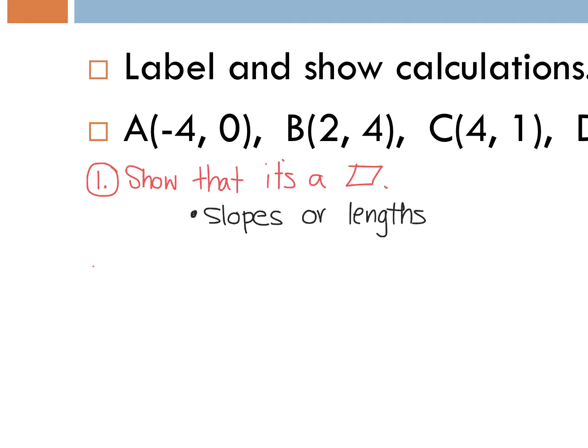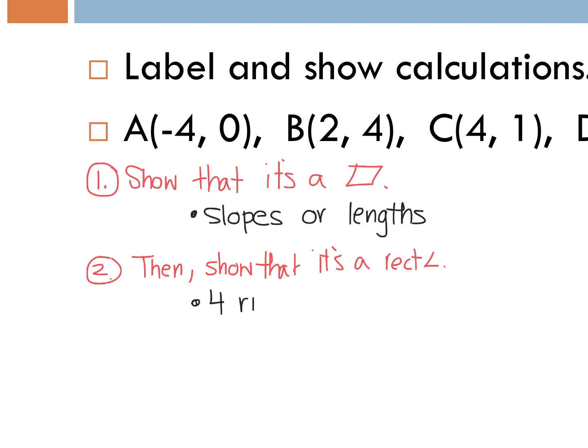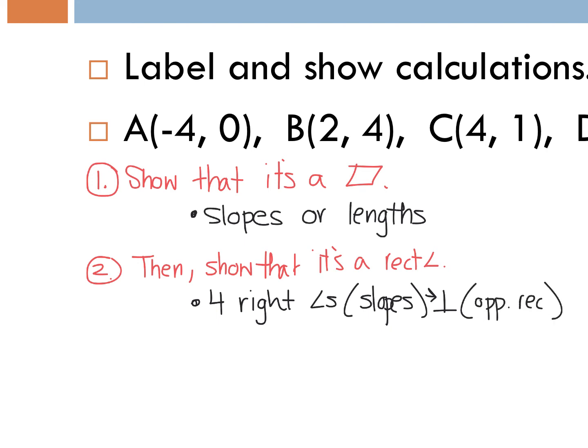After you do that, your second step is going to be to show that it's a rectangle. And the way we're going to do that is by showing one of the rectangle properties. So we're either going to show that there's 4 right angles, and the way I would do that is slopes, because if they're right angles, they're going to be perpendicular, correct? So we're going to have opposite reciprocals for slopes. That's how we're going to determine that there's a 90-degree angle happening in the corner of this.